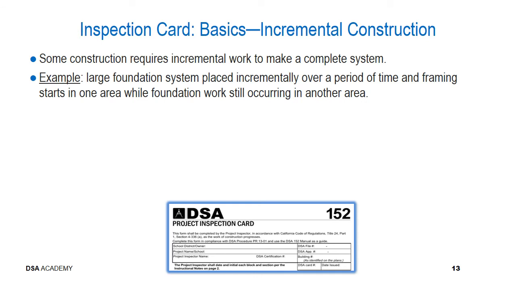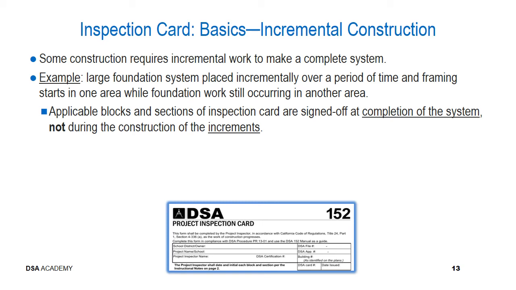If you have a very large building in which there's incremental construction occurring, because the requirements of the card are such that you only sign it off when everything is complete, it's important to consider how you might address those kinds of situations. So let's consider an example. Let's say that you have a large building which has a large foundation system that's placed incrementally over a period of time, and framing begins to start in one area while foundation work is still occurring in another area. What would you need to do?